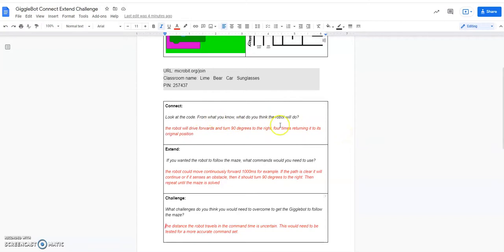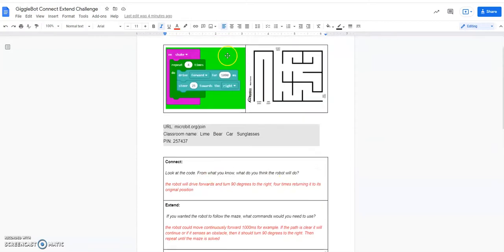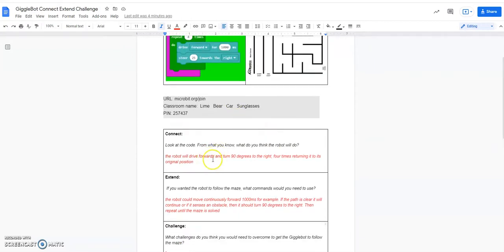So it's saying, look at the code from what you know, what you think the robot will do. So if you look at this and the student has written it's going to move forward, turn 90 degrees, 4 times, returning to its original position. So they don't say it'll make a square, but that's kind of implicit. They seem to have understood the concept. So they've started linking what they already know.